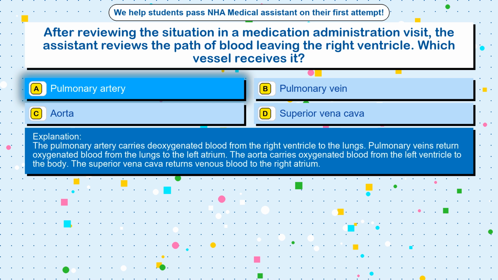The pulmonary artery carries deoxygenated blood from the right ventricle to the lungs. Pulmonary veins return oxygenated blood from the lungs to the left atrium. The aorta carries oxygenated blood from the left ventricle to the body. The superior vena cava returns venous blood to the right atrium.